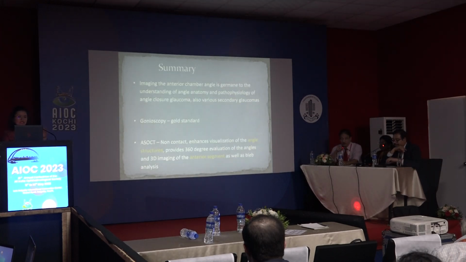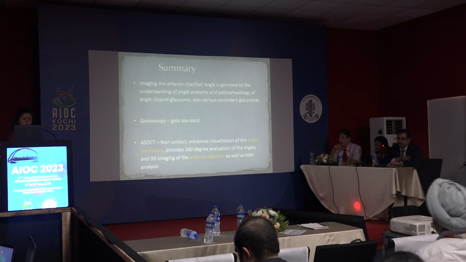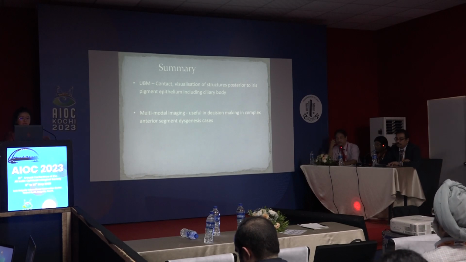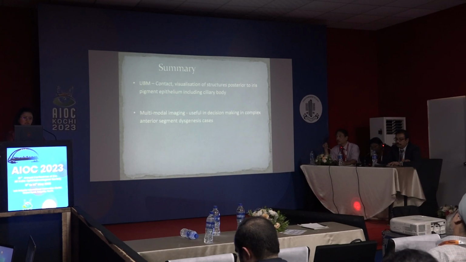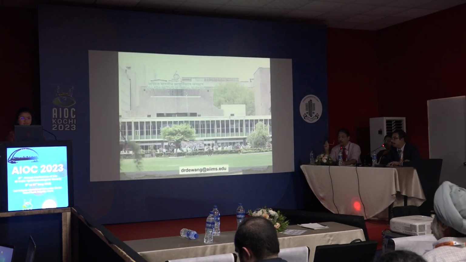And at the end, I would like to say that imaging the anterior chamber angle is germane in understanding the angle anatomy and pathophysiology of various glaucomas. Gonioscopy is the gold standard. ASOCT, being non-contact and a very rapid procedure, enhances the visualization of angle structures and provides 360-degree visualization of angles also. UBM is again a contact procedure, but used to visualize structures posterior to the iris pigment epithelium, including the ciliary body. And I would like to say that multimodal imaging is useful in decision making in complex anterior segment cases. Thank you. Thank you for the patient listening.